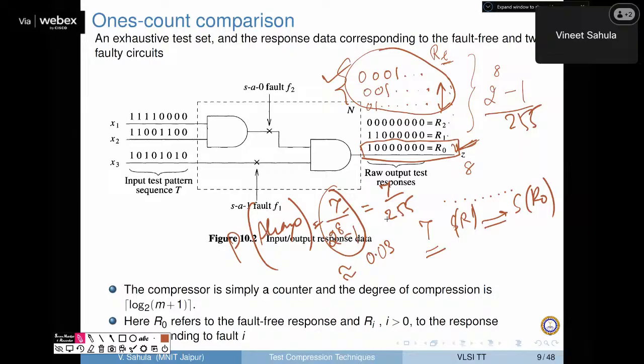Right. So probability is very small even with this ones count comparison. And we never apply all stored patterns. We just have random patterns, and hence this will still be going down. So the probability will be maximum this, of aliasing, of wrongly taking the circuit to be correct where it is faulty. Did you get it?